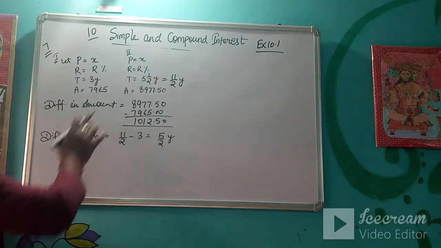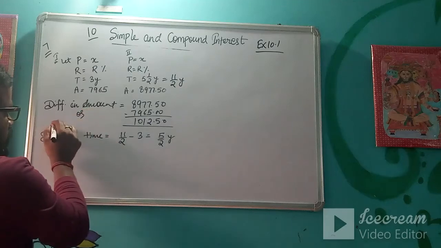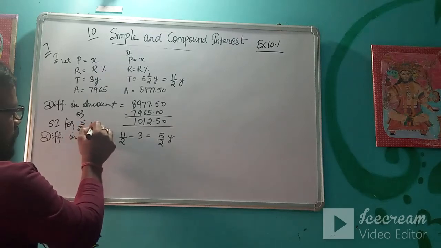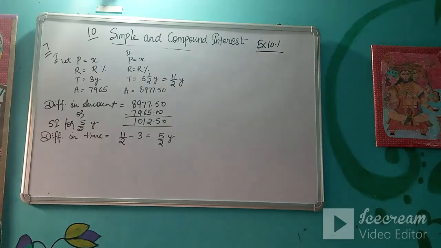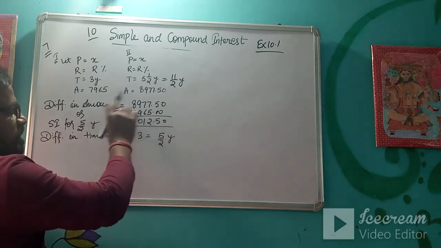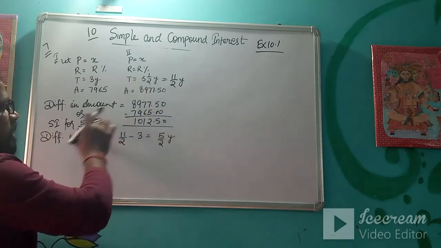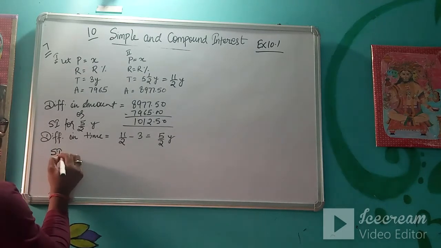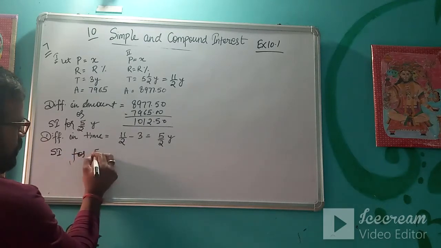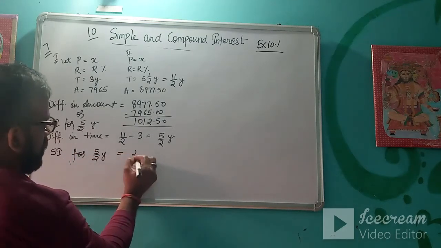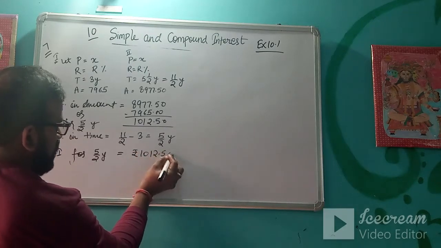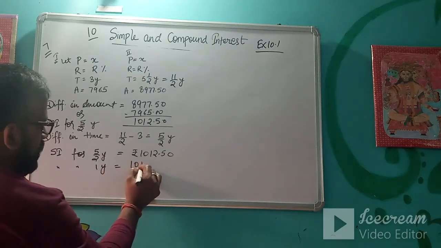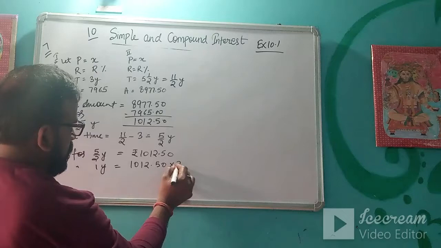So this difference in amount will be what? Simple interest for 5 by 2 years. This is the amount of interest that has been earned in 5 by 2 years. So how do we solve? Simple interest for 5 by 2 years is equal to 1012.50. Then we will calculate simple interest for 1 year. It will be 1012.50 into 2 upon 5.